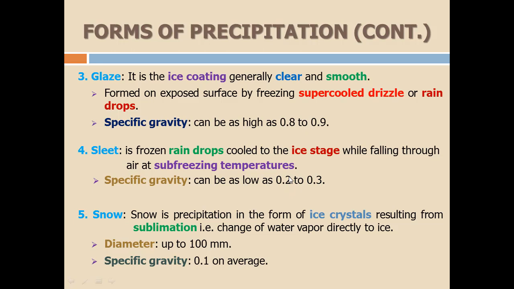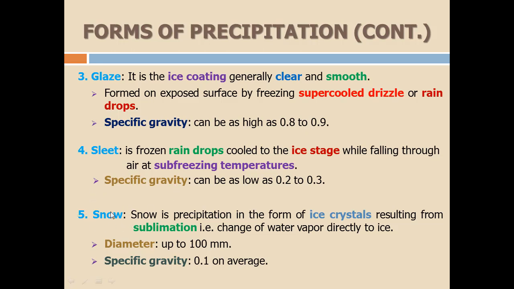But the specific gravity of hail will be close to the specific gravity of water. What does it mean, specific gravity of water? The specific gravity of water is considered to be 1. So if a specific gravity is closer to 1, it means that it is as compressed, as heavy, as dense as water.